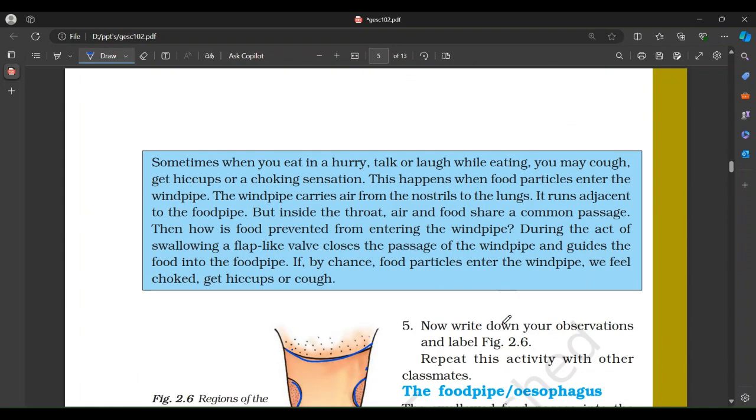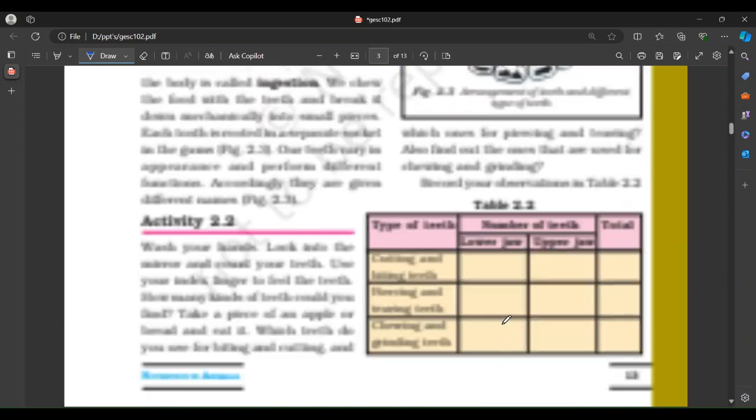Sometimes when you eat in a hurry, or talk or laugh while eating, you may cough or get hiccups or a choking sensation. This happens when food particles enter the windpipe. The windpipe is a different pipe, a tube we use for respiration, which is connected to the lungs. So the windpipe carries air from the nostrils to the lungs. I'll show you in the diagram, just a minute.